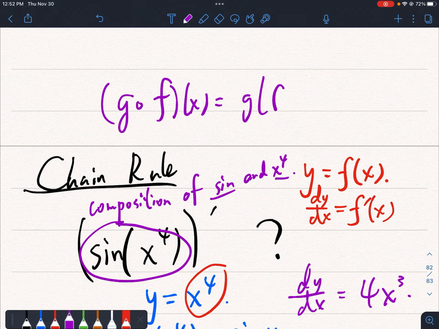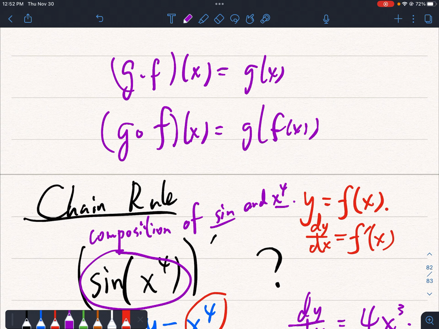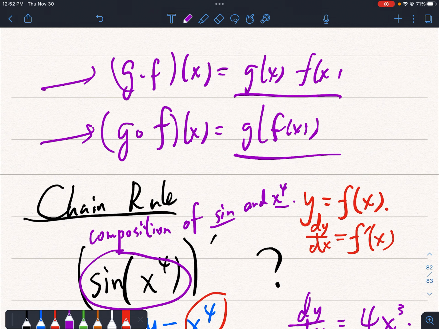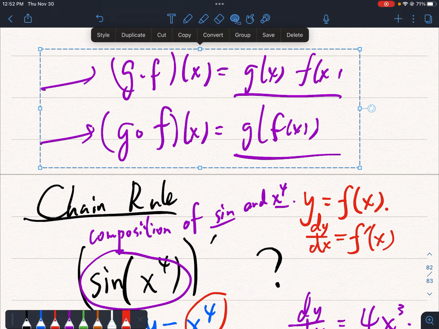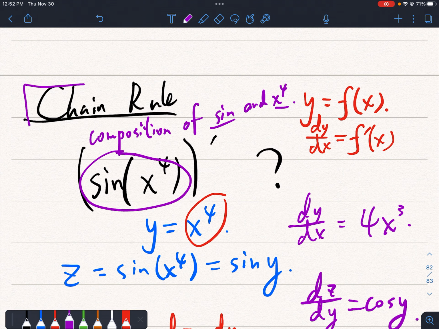For a composition, you give an f and then you give a g, then g composed with f at x is g of f of x, right? But g times f at x is equal to g of x times f of x. So they are quite different, right? They are not the same thing. So that's why the rules must be different. For the product, we have the product rule. For the composition, we have the chain rule.